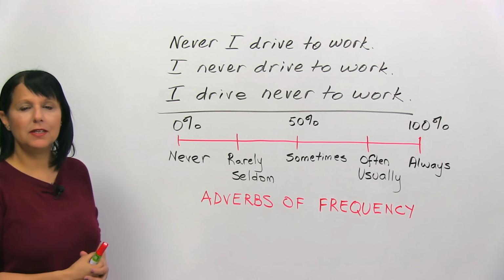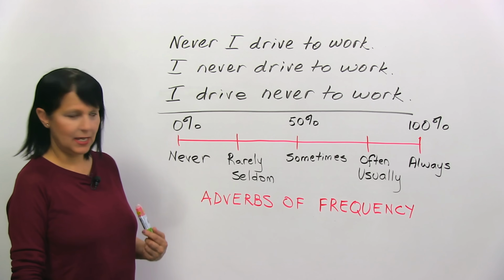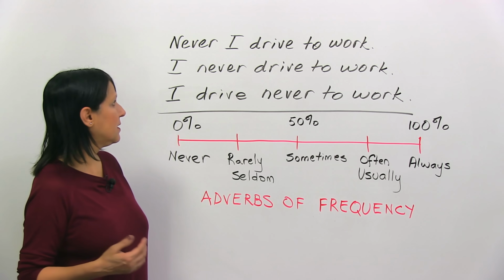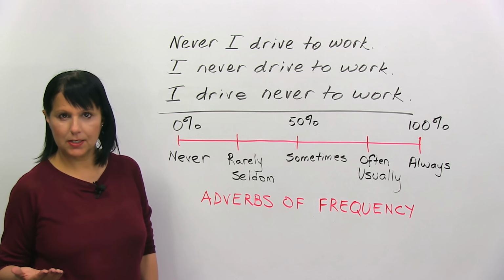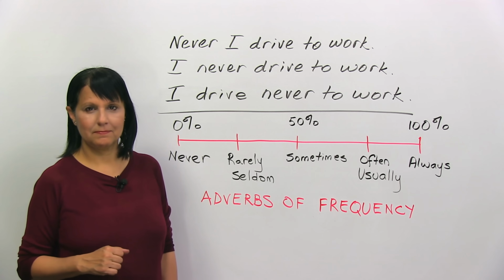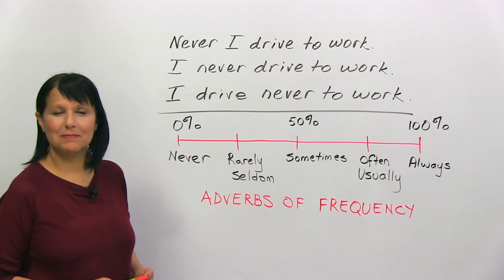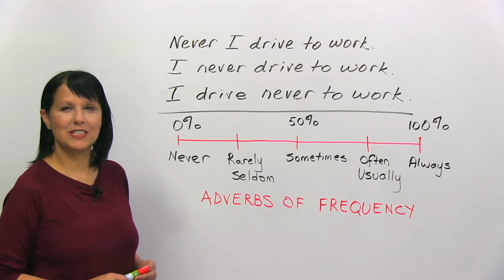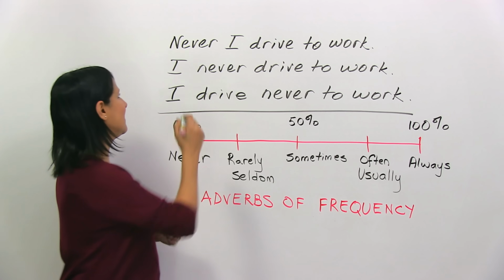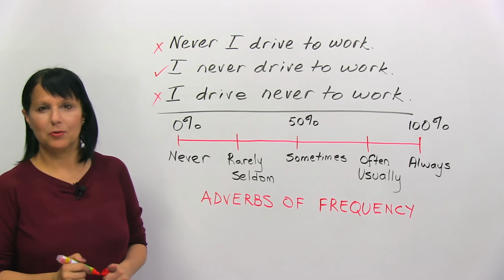Now I want you to tell me which of these three sentences is correct. Do we say, "never I drive to work," or "I never drive to work," or "I drive never to work"? One of them is correct, two of them are wrong. Which one is right? Think about it for a second. Okay, so I hope you said that this one is right and the others are wrong.